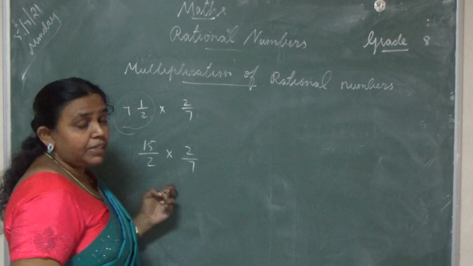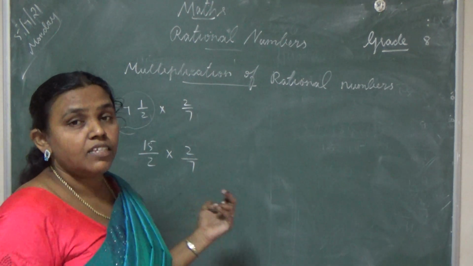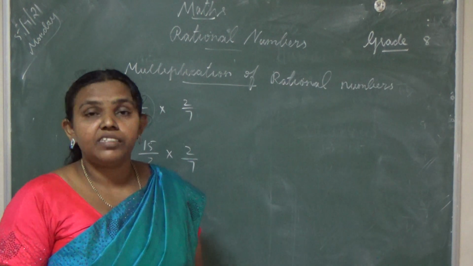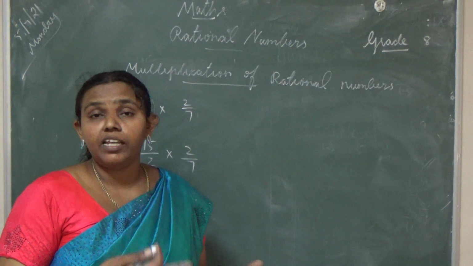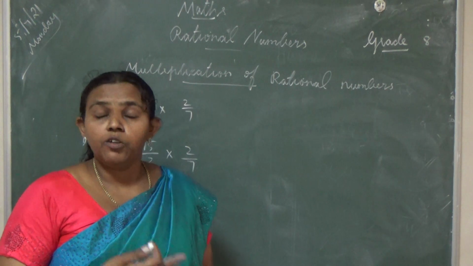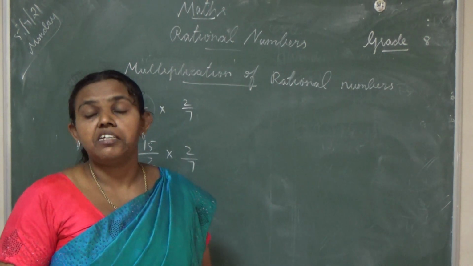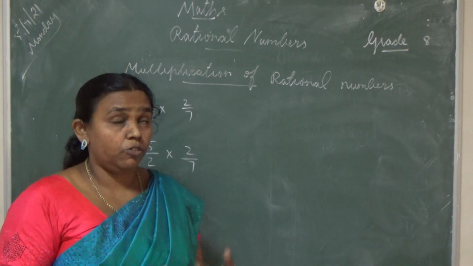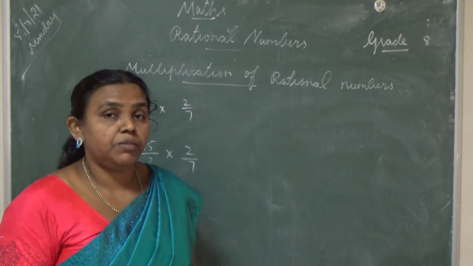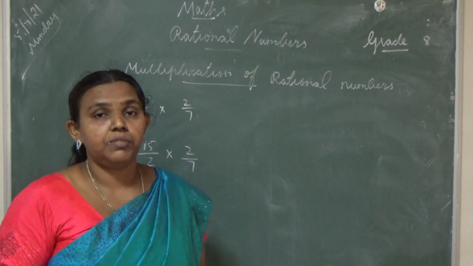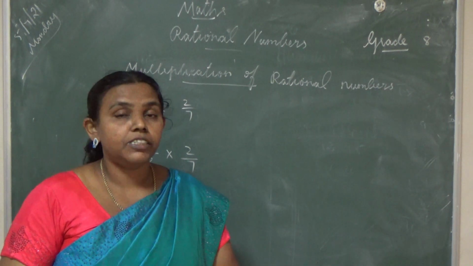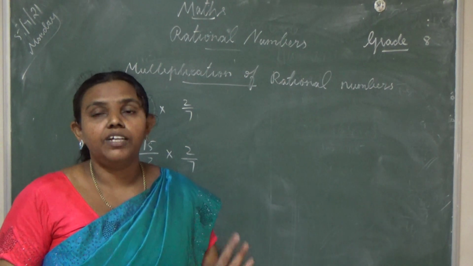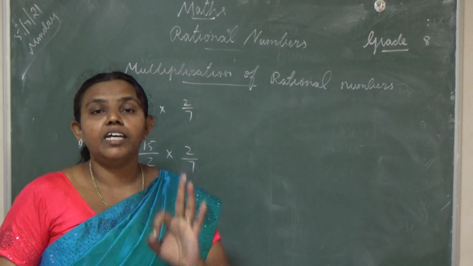Multiplication of rational numbers is very simple. In addition of rational numbers, we have to convert the denominator. You remember, last class I revised, you have to convert the denominator as common. After that you have to add or subtract. To bring the denominator common, you have to find the LCM of the denominators. For multiplication we don't have all those things. Multiplication of rational numbers is very simple. Only one thing, the sign.